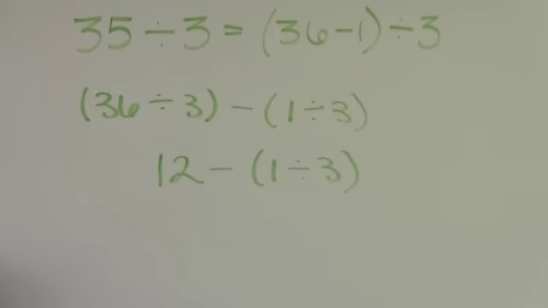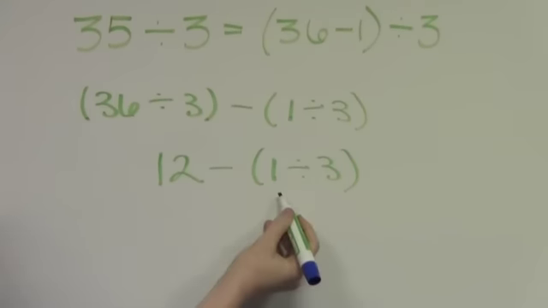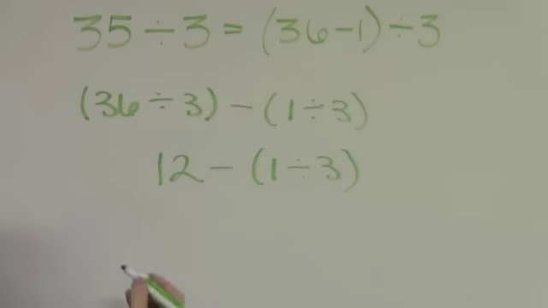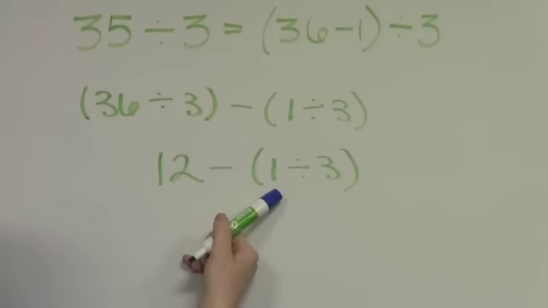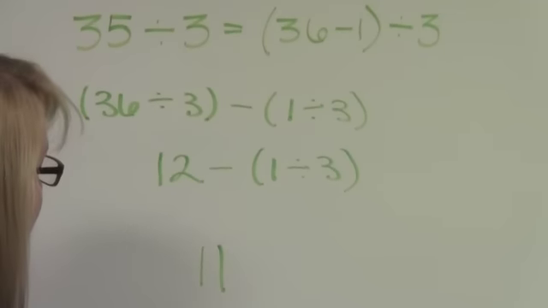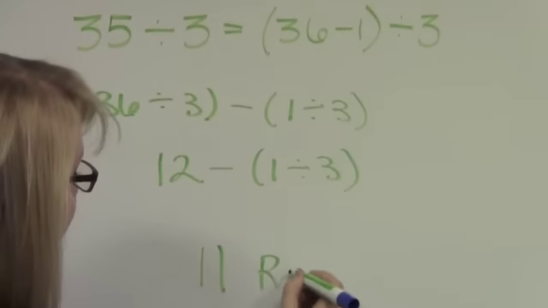Now thinking about what this answer means, we have 12 equal groups of 3, and we need to subtract a remainder of 1. So this will give us 11 equal groups of 3, with then one group that is 1 taken away, or it only has 2. So this should give us 11 groups of 3 with a remainder of 2.